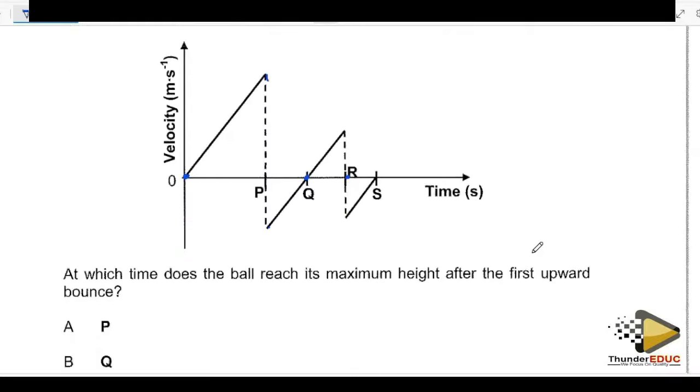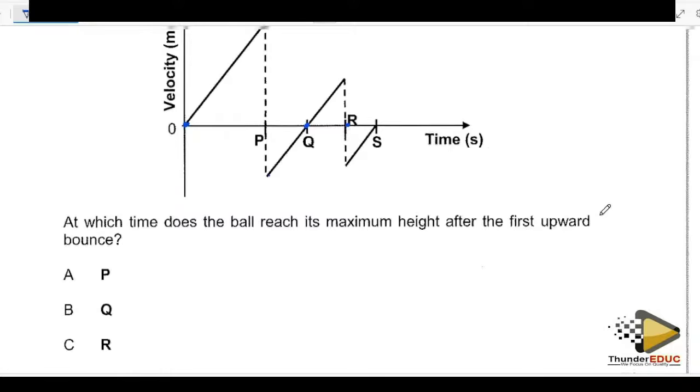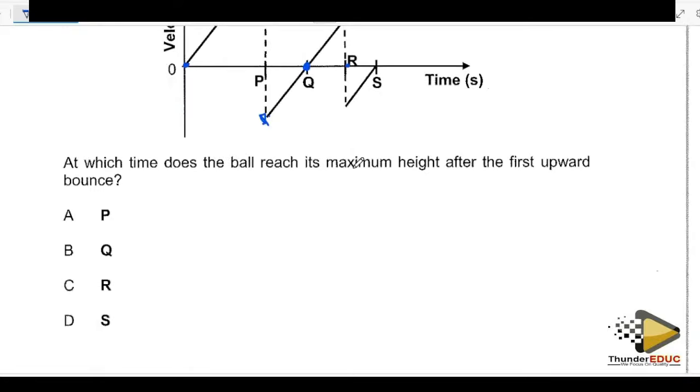So at which time does the ball reach its maximum height after the first upward motion? When you talk of first upward, remember here it's coming down. Then between this point and this point, the ball is going up. As it goes up, the velocity decreases, until we get to the point where the velocity is 0. So point Q will be our answer, and that is option B.